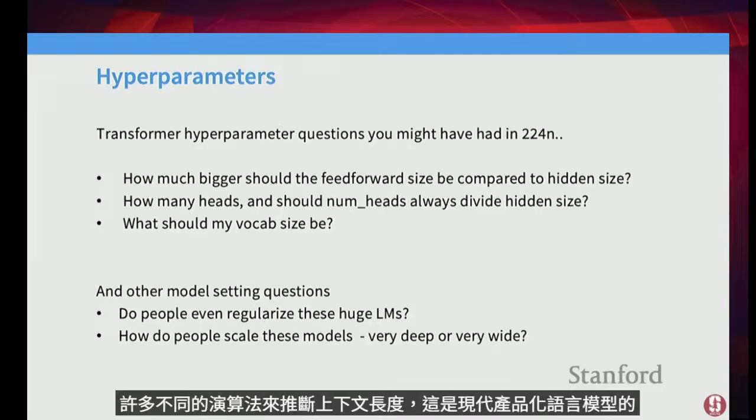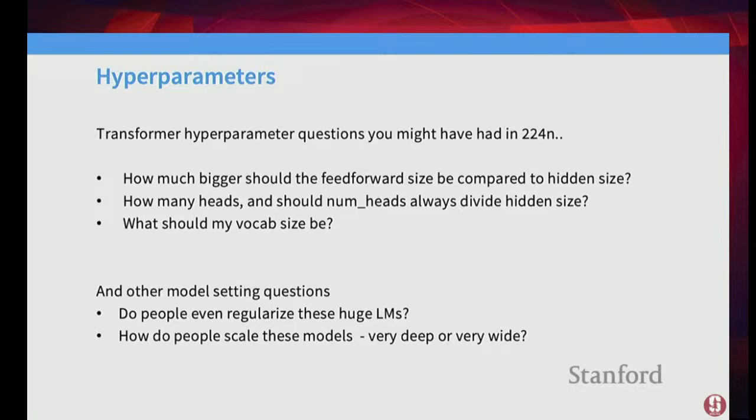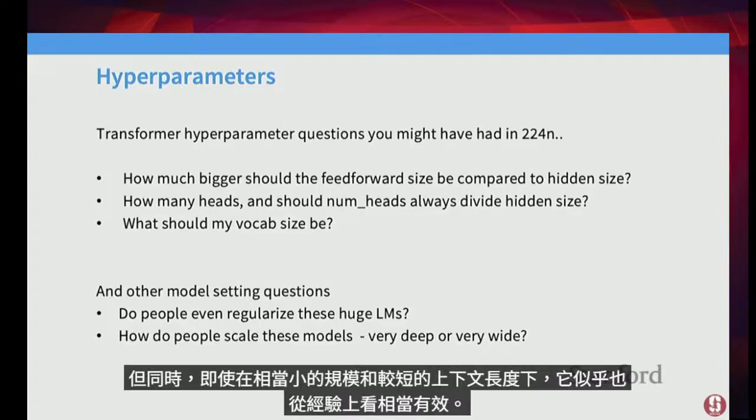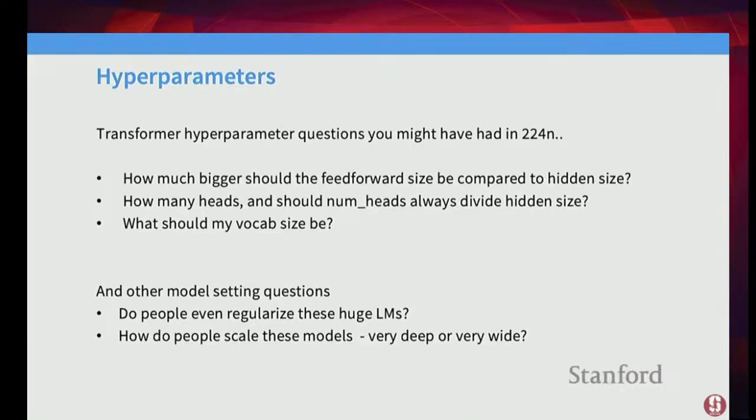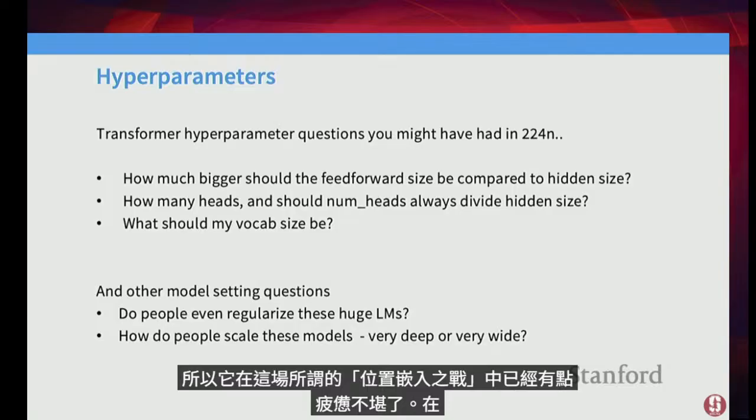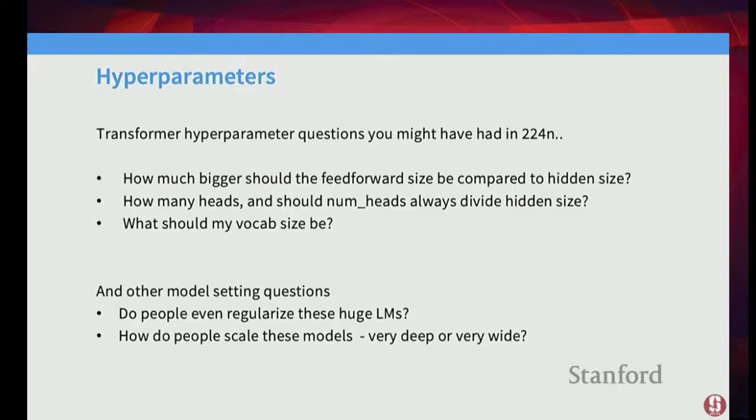For various different reasons. RoPE now has many different algorithms for extrapolating context length, and that's an important part of the modern productionized language model. But it also seems to be empirically quite effective even at fairly small scales and small context length. So it's kind of won out on this, what's it called, position embedding battle. Okay. Any questions before I move on to some of the hyperparameter stuff?